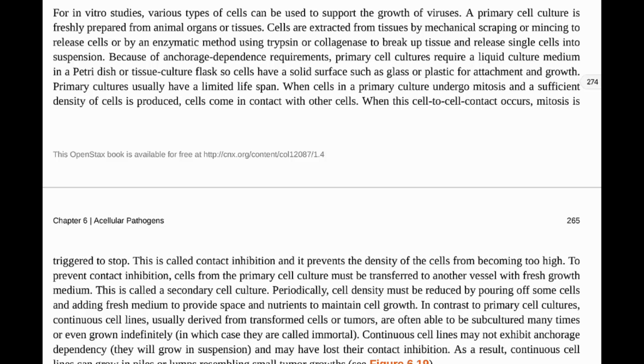Now we'll talk a moment about in vitro studies. So we can study viruses in vitro. Remember, in vitro would be test tube. So that's outside of an actual living animal or plant. And we can use various types of cells for this to grow the viruses. Remember, there is tissue tropism, so having specific cells is important. Primary cell culture is then going to be freshly prepared from animal organs or tissues.